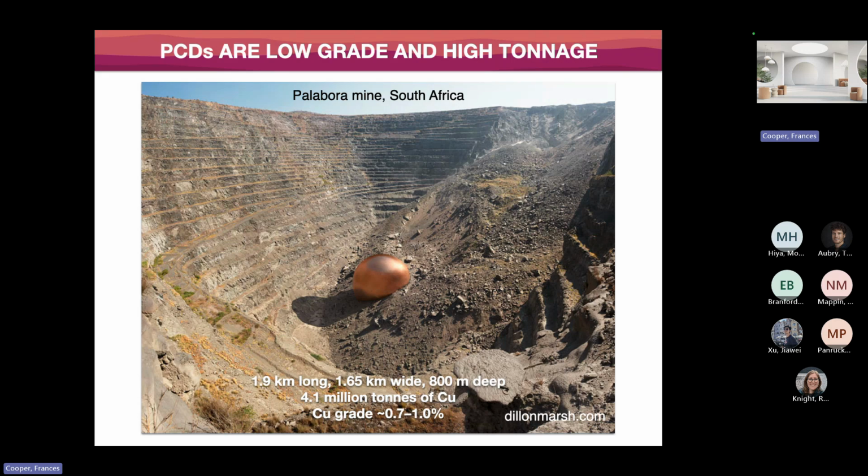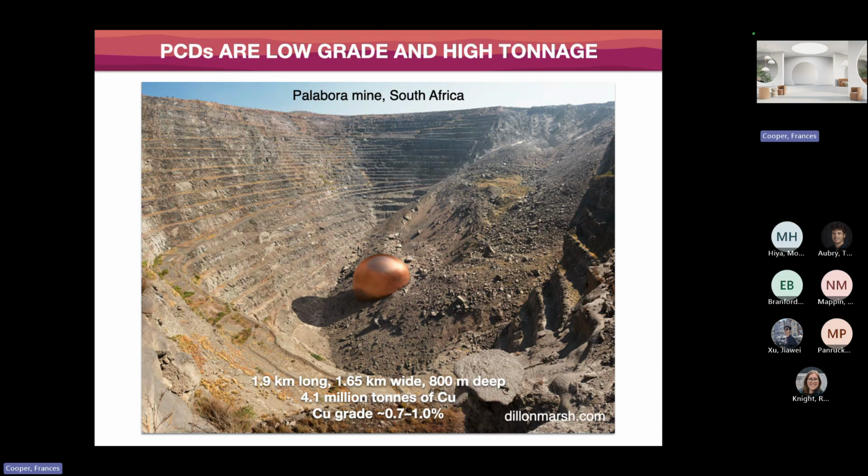Over its lifetime, they mined 4.1 million tons of copper at an average grade of 0.7 to 1%, which is actually on the high end of what is often considered to be acceptable today. And what he's done is he's photoshopped in a sphere of copper representing 4.1 million tons of copper.